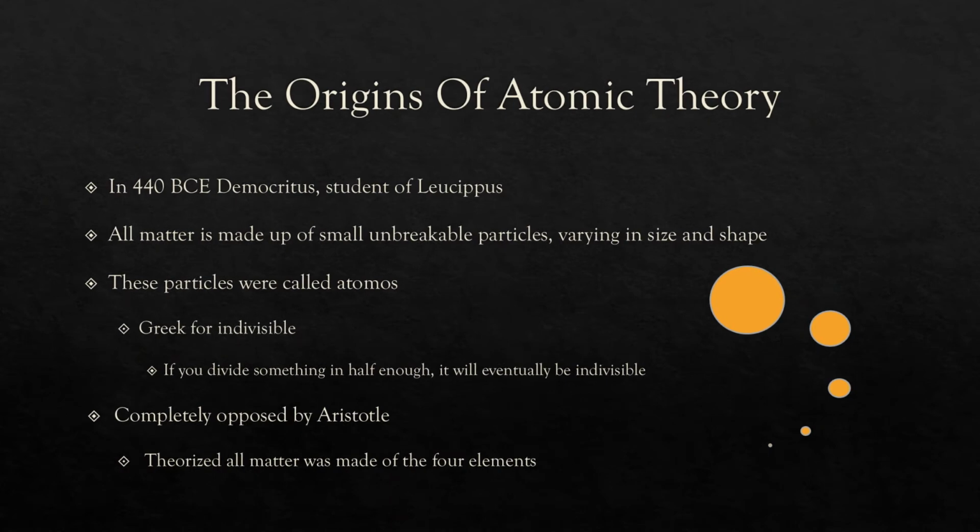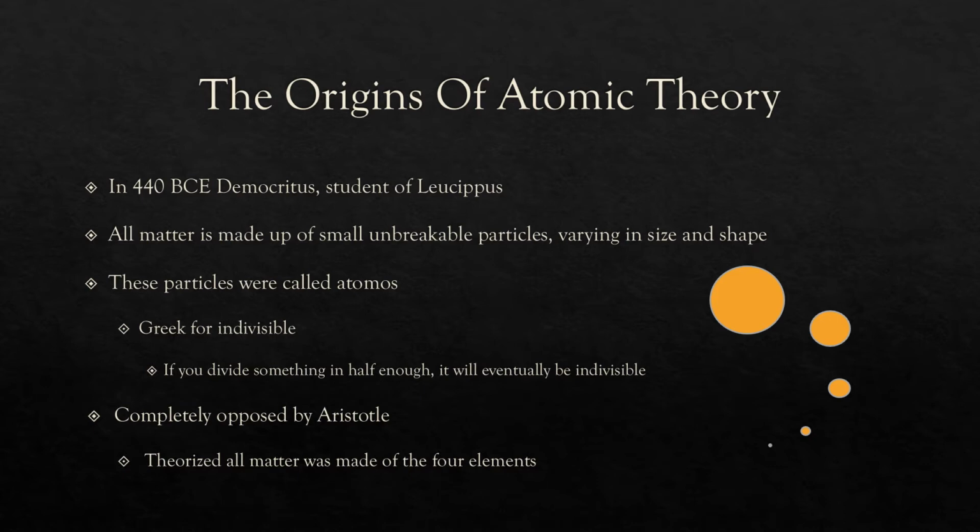Well, to begin, we'll have to explore the origins of atomic theory. In 440 BCE, Democritus, student of Leucippus, I'm sorry if I mispronounced that, had theorized that all matter is made up of small unbreakable particles varying in size and shape. These particles he called atomos, which is Greek for indivisible. This was purely theoretical, and it was a blind guess of if you divide something in half enough, it eventually would be indivisible.